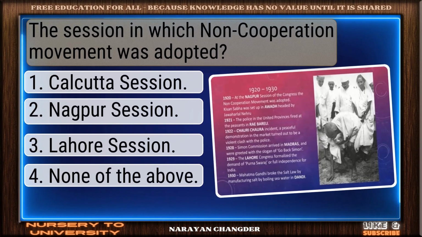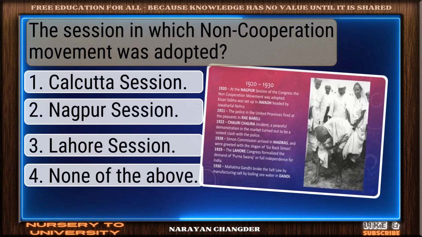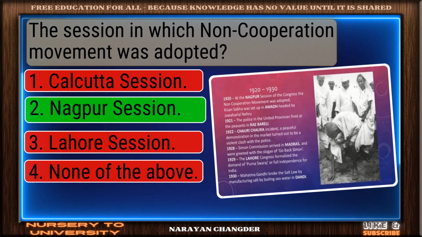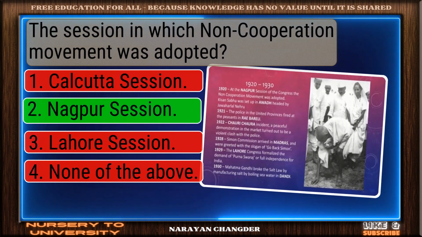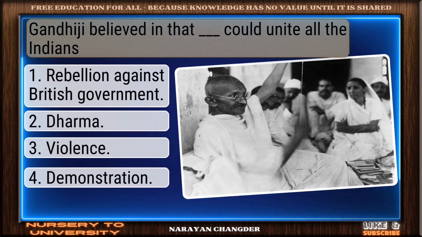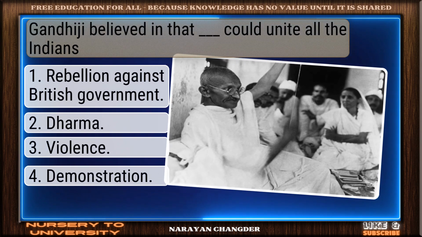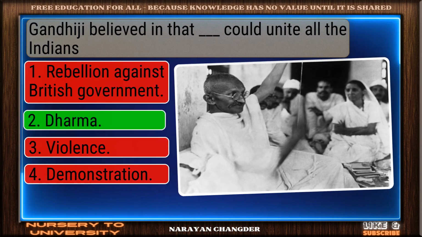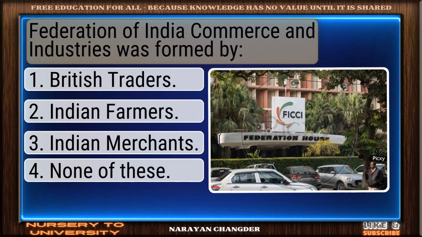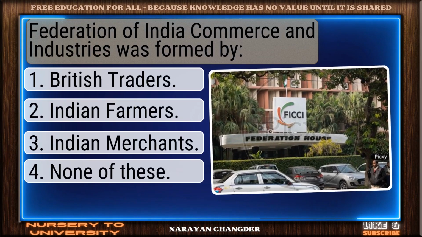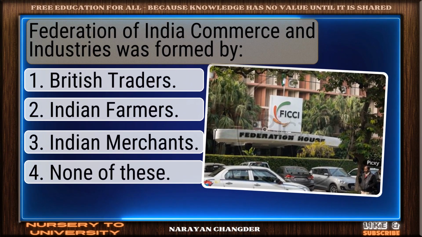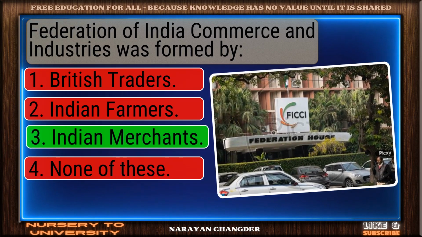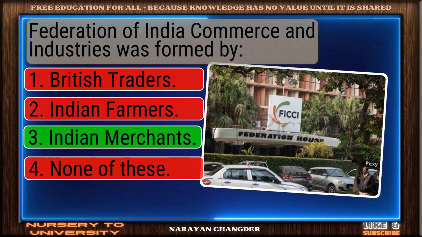The session in which non-cooperation movement was adopted. Good thinking. Nagpur session is right. Gandhiji believed in that Dash could unite all the Indians. On track. Dharma is correct. Federation of India Commerce and Industries was formed by. Valid point. Indian merchants is true.